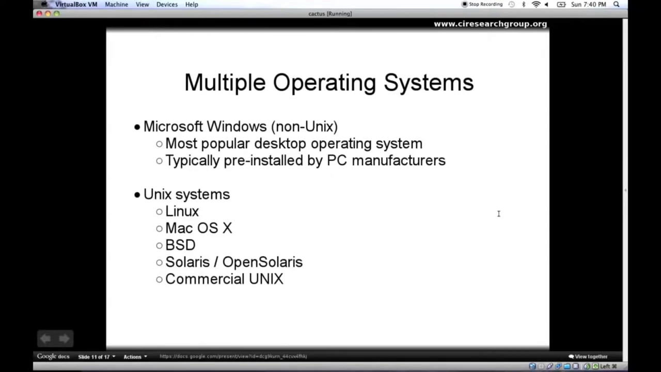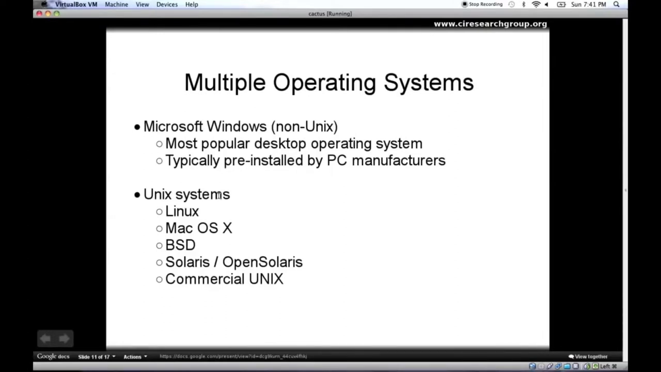Now, there are a wide variety of operating systems out there. They basically fall into two categories: Microsoft Windows, which is not Unix, and everything else, which is Unix. Microsoft Windows systems, non-Unix systems, are the most popular desktop operating systems at the moment. However, they're rapidly being eclipsed by tablet devices, most of which are running Unix-style systems. Windows is typically pre-installed by PC manufacturers, which accounts for a good portion of its present popularity.